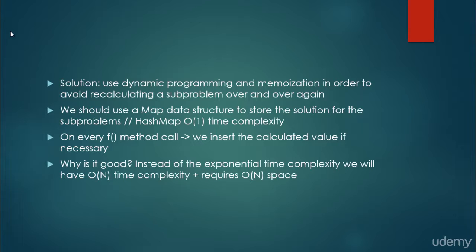And why is it good? Because instead of the exponential time complexity, we will have a linear time complexity. And a linear time complexity algorithm is very good. Of course, on the other hand, it requires O(n) space complexity. And it's quite common in algorithms that if we want to speed up an algorithm, we would end up using some space. If we want to reduce the space complexity, then our algorithm will be slower. So it's like a balance. But this is why it is very good to use dynamic programming. Instead of the exponential time complexity, we will end up with linear time complexity, which is very, very good.